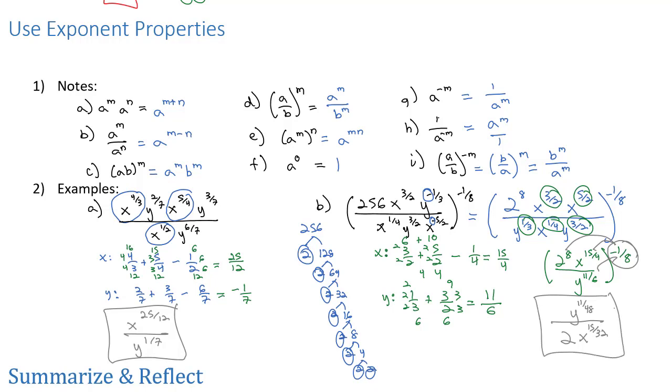These problems look a lot uglier than they really are. We're just using those same exponent properties that we saw from our prior chapter, and then we're using our fraction rules to add, subtract, and multiply fractions together.